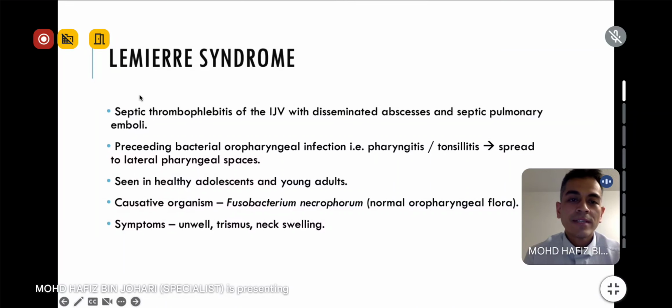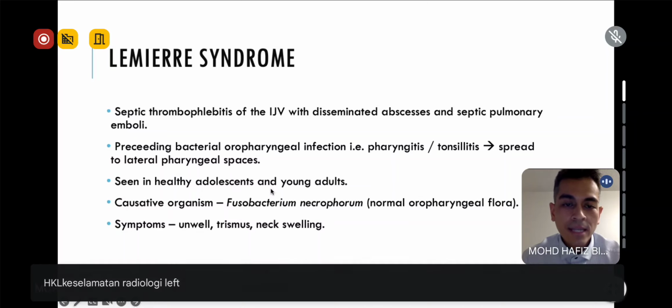Vascular space, we have Lemierre syndrome, in which there is septic thrombophlebitis of the IJV causing disseminated abscesses and septic pulmonary emboli. What happens is that there is a preceding bacterial or pharyngeal infection, for example, pharyngitis or tonsillitis, which spreads to the lateral pharyngeal space. It can be seen in healthy adults or adolescents.